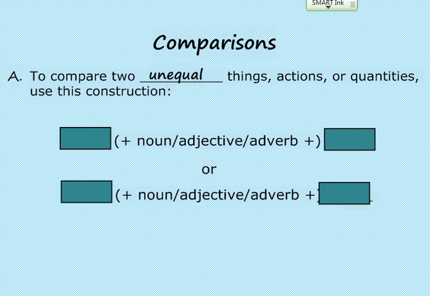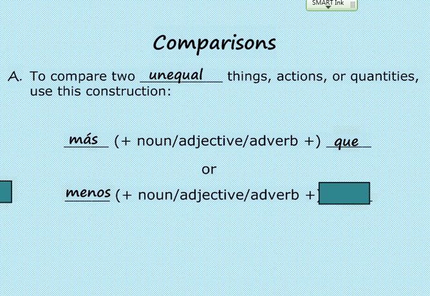So in order to compare two unequal things, actions or quantities, this is the construction that we will use. The word más, and in the middle you'll have a noun or an adjective or an adverb, depending on what you're trying to say, followed by the word que. In the same way, if you want to compare saying something is less than, you use the word menos with the noun, adjective, or adverb in the middle, also followed by the word que.